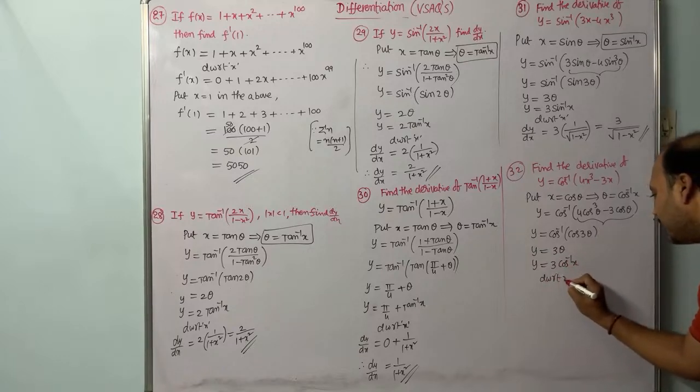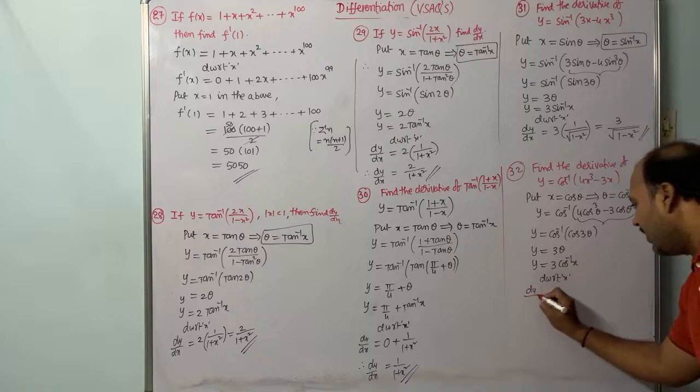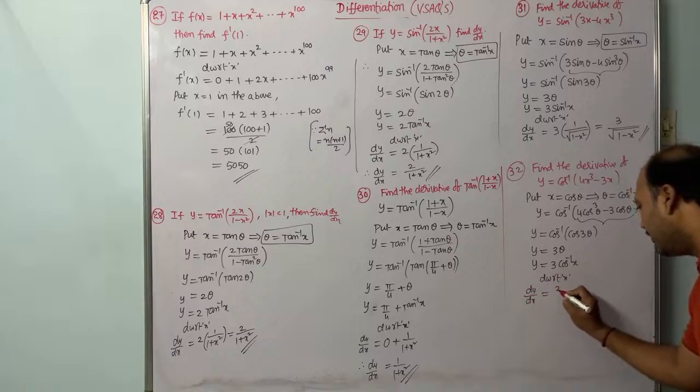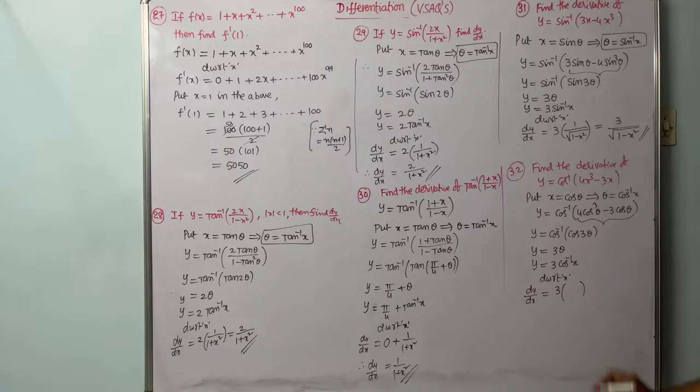Differentiate with respect to x. So dy by dx is equal to 3 into dy by dx of cos inverse x, minus 1 by root of 1 minus x square, which is equal to minus 3 by root of 1 minus x square. This is the way we can do, dear students. Slowly you can do it.